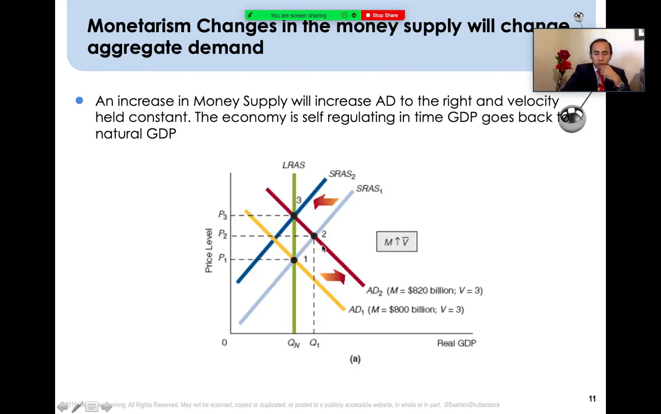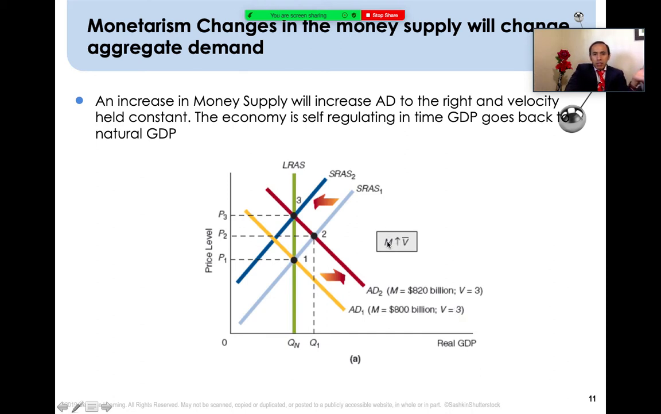So let's look at the model. There's a lot of different things going on in this model. We have the price level on the vertical axis, the real GDP on the horizontal axis. We're going to start with the level of GDP, QN. This is the natural level of GDP. Aggregate supply, SRAS1, short-run aggregate supply. Aggregate demand, AD1, at 800 billion, and velocity is 3.